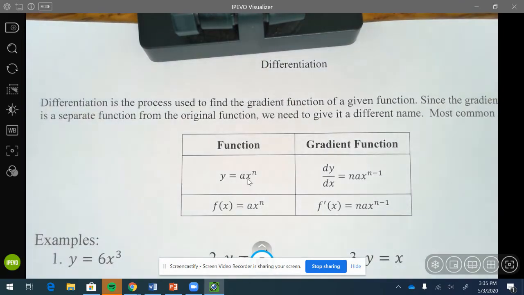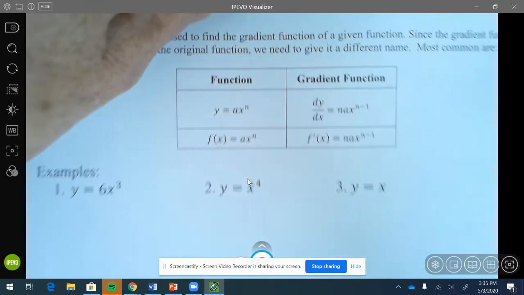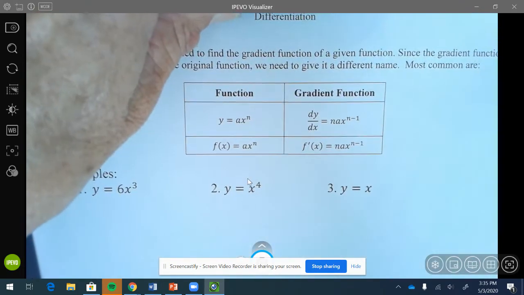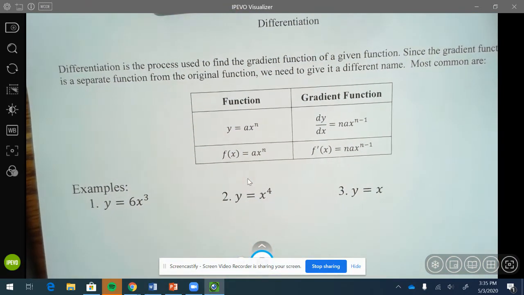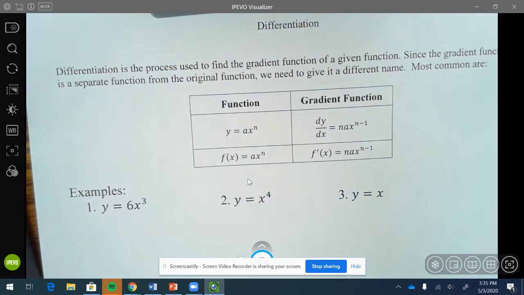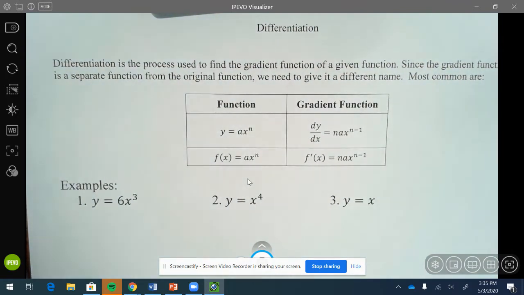We are continuing on with the gradient function. If you remember right, the gradient function is finding the slope of the line, or the gradient of the line, at any point on a curve. We figured out already that instantaneous rate of change happens when you have a curved graph and not a linear one.